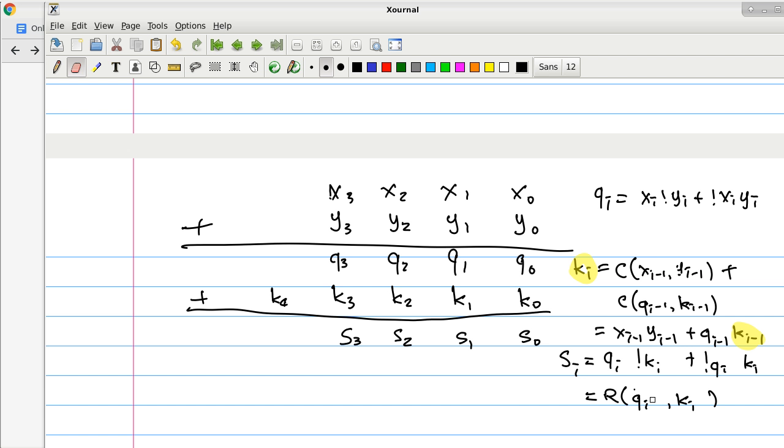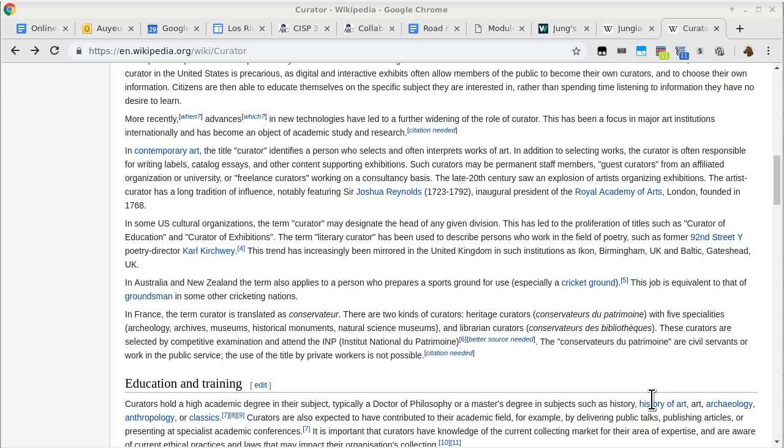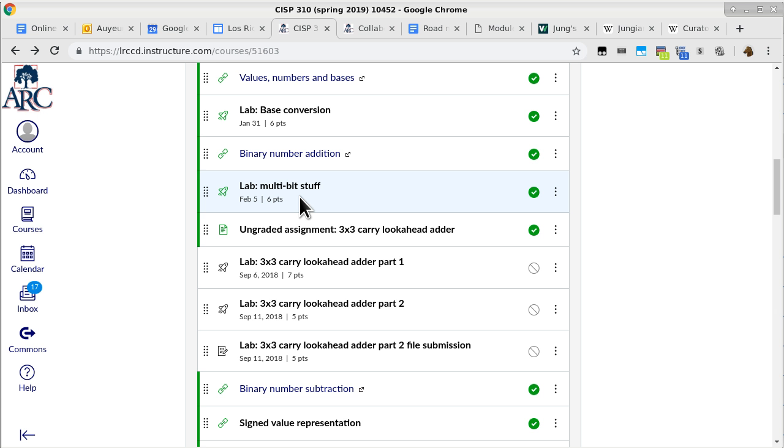All right? So are we good so far with this? Yes? All right. Okay, so if that is okay, we're going to continue with the material from Tuesday, and we got some additional stuff to do today. It's about multi-bit. It's not a long lab. It's a pretty easy lab to do. It really helps to set us up for the carry look ahead adder, which we'll be doing later.